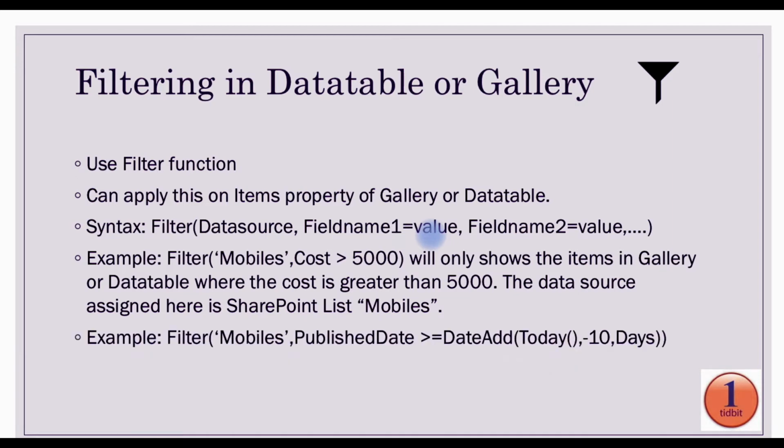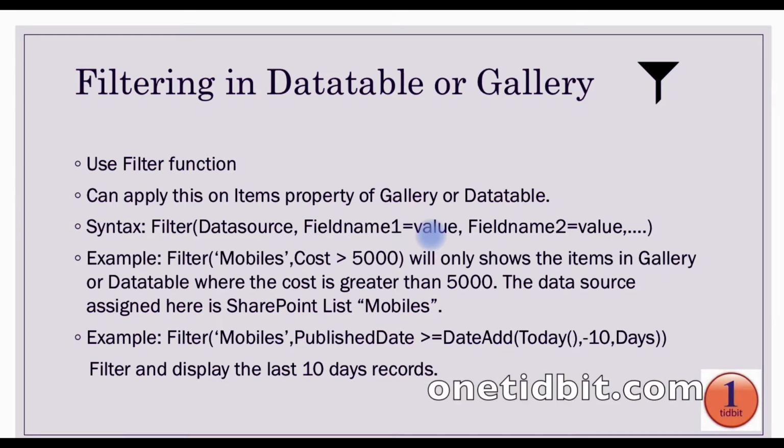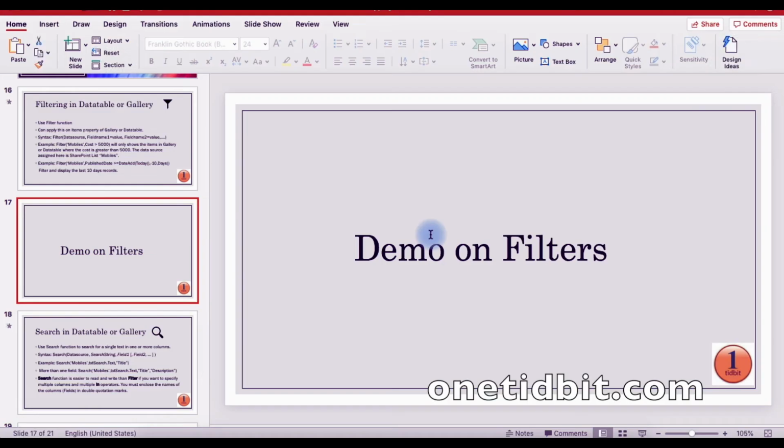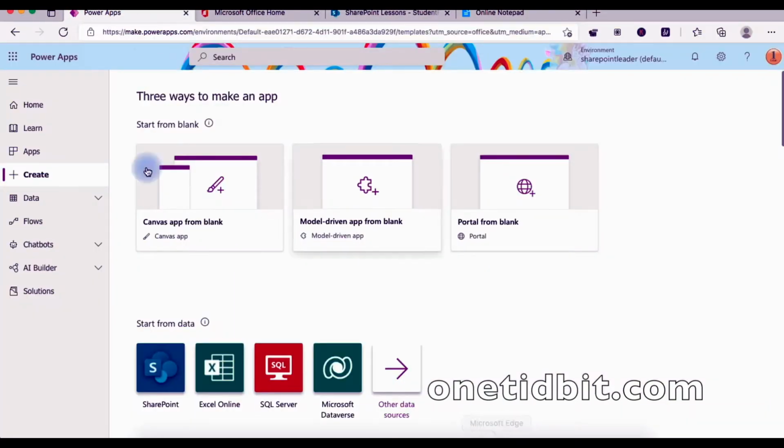The other example, we can apply this on date columns. I have a date column in the SharePoint list known as published date, and here I am giving the formula so it will display the last 10 days records. We have DateAdd, and Today minus 10, it will give the last 10 days. Now let's see the demo on the filters.